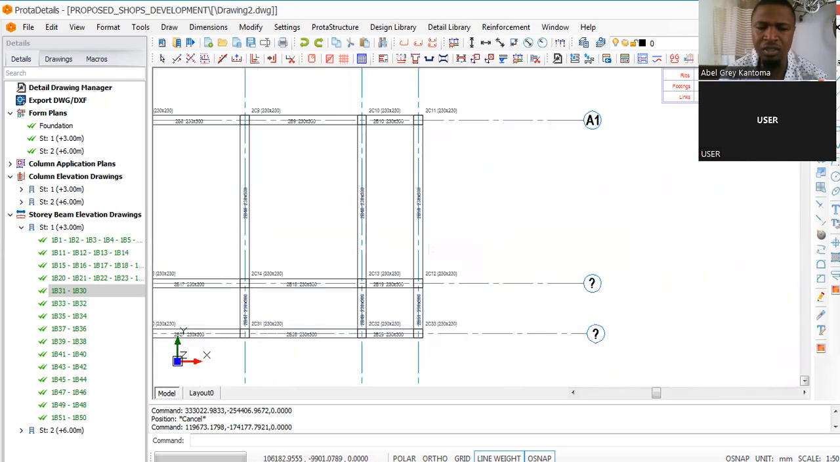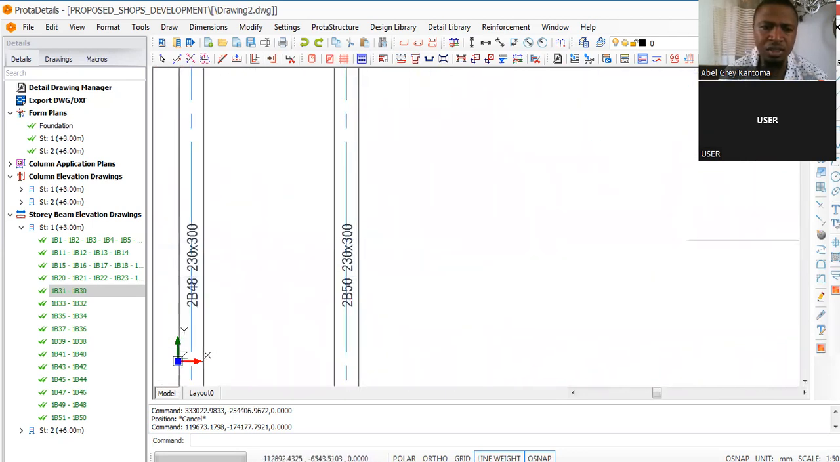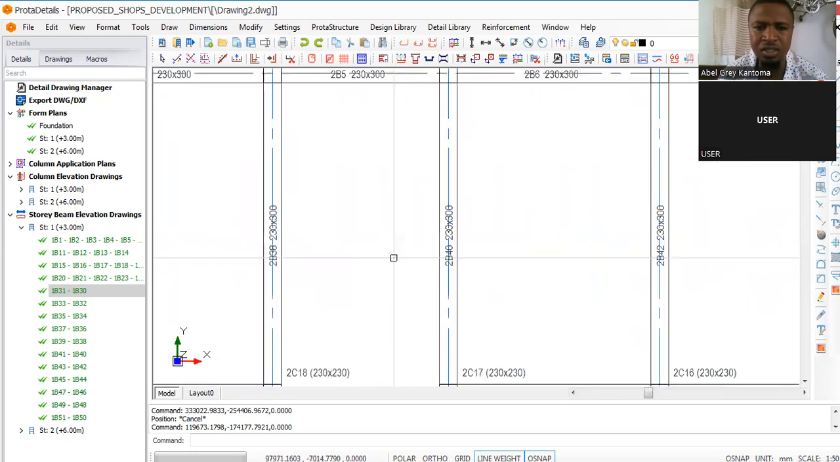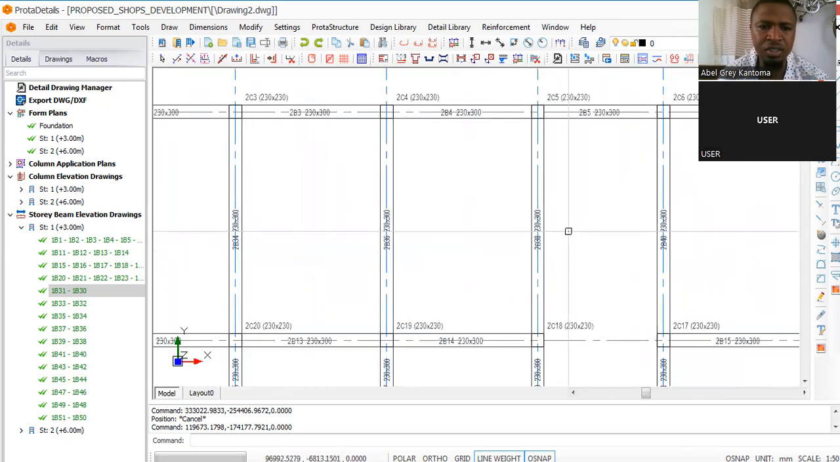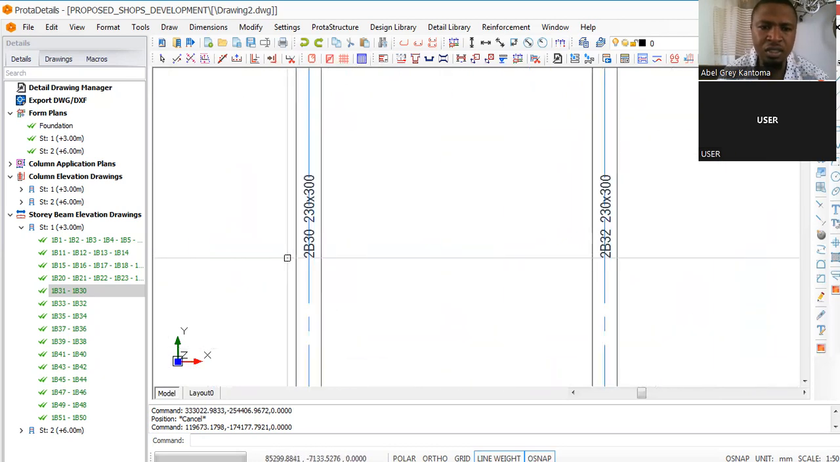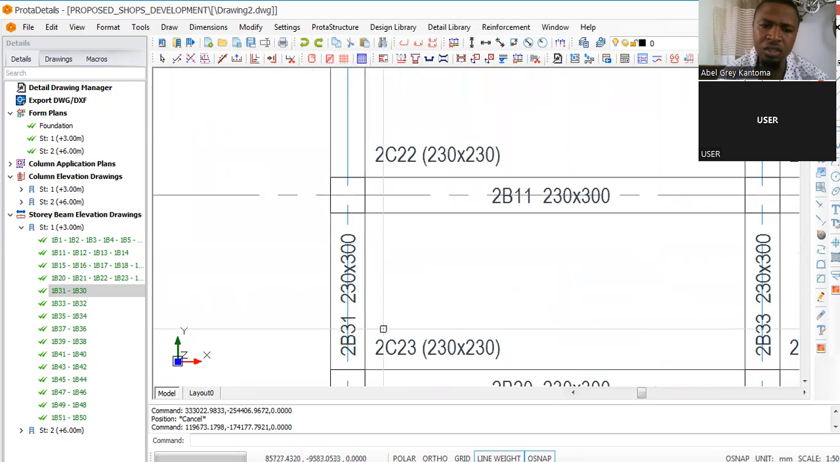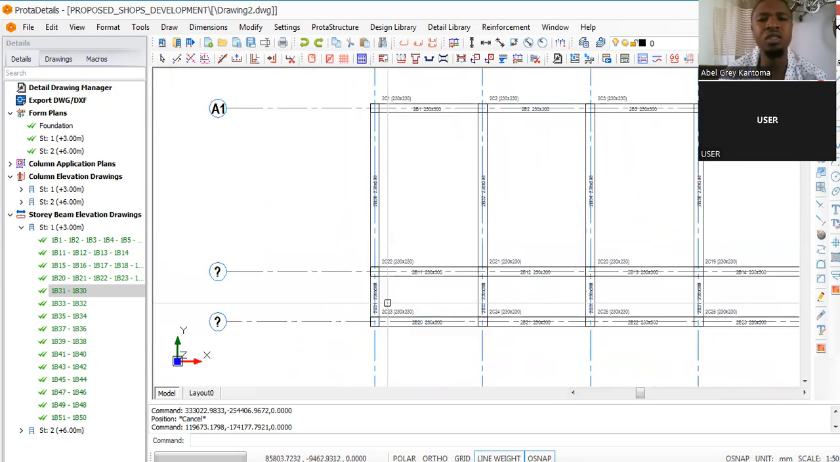Where do I find this 1B31? This is 44, 40, 36. I think it should be here. 1B31. Okay, this is it.